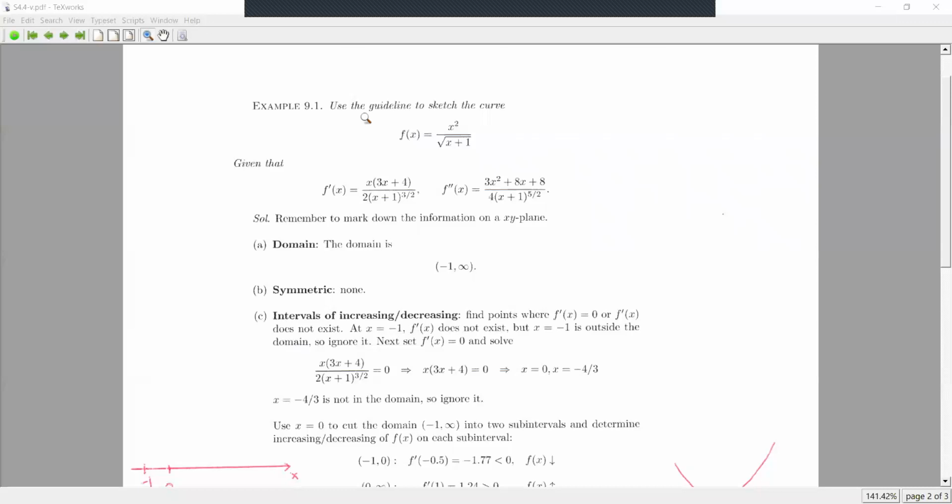Okay, now let me follow the guideline to sketch the graph of this function. Step 1, determine domain.